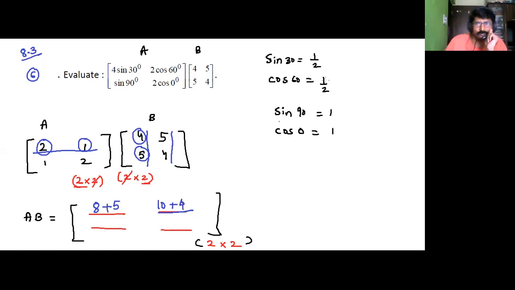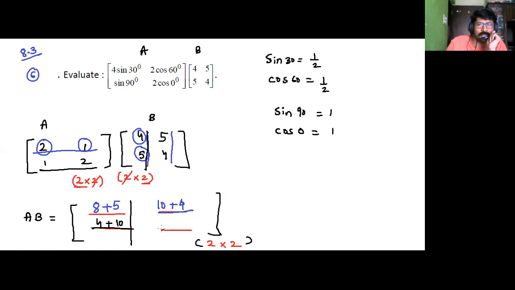Now, what is this entry? I'll just change the ink so that I can get this. Okay, this is second row and first column. So I'll choose second row and first column. You understood? Again, if you see, there are 2 entries: 1 times 4 is 4, plus 2 times 5 is 10. I hope you understood that.